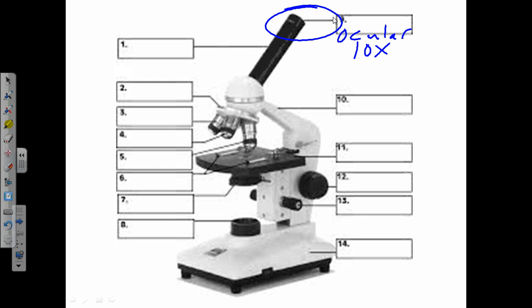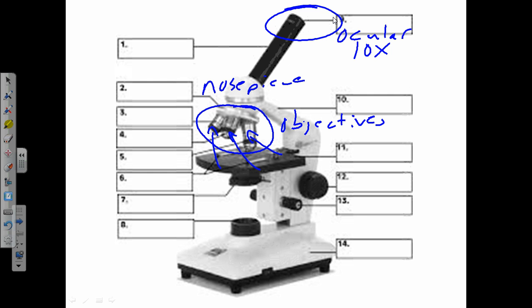Another piece that I want you to be familiar with is this piece right here. That entire piece is called the nose piece, and it can be rotated to put different lenses into place over the stage. These actual lenses that can be rotated into place are called the objectives. In most compound light microscopes, the smallest one is a 4x objective, the middle one is a 10x objective, and the longer one is the 40x objective.